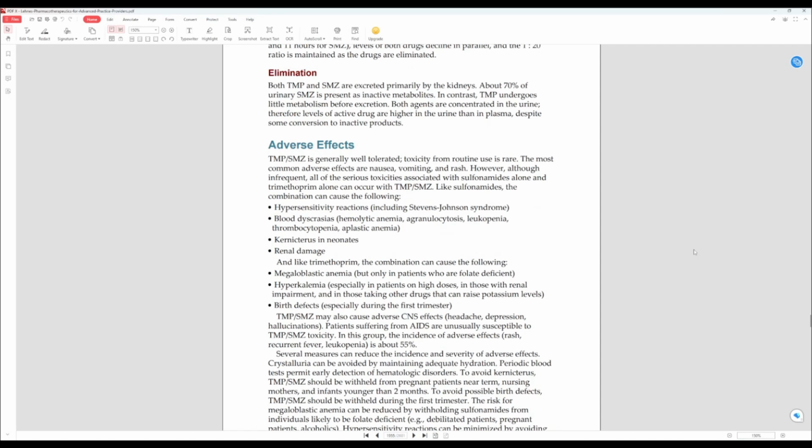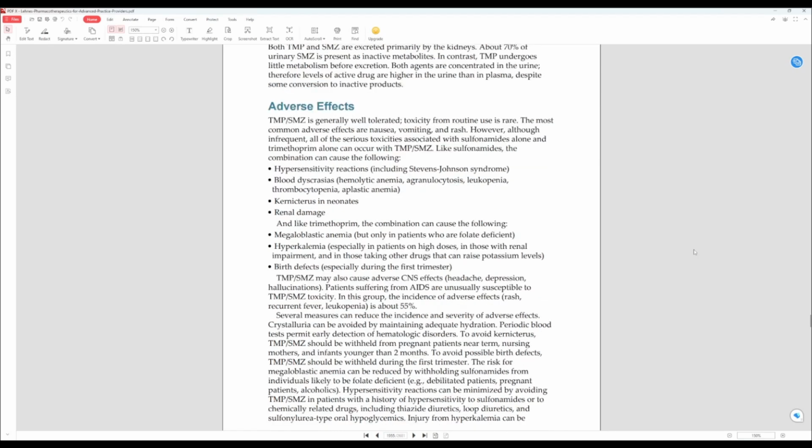Elimination. Both TMP and SMZ are excreted primarily by the kidneys. About 70% of urinary SMZ is present as inactive metabolites. In contrast, TMP undergoes little metabolism before excretion. Both agents are concentrated in the urine. Therefore, levels of active drug are higher in the urine than in plasma, despite some conversion to inactive products.